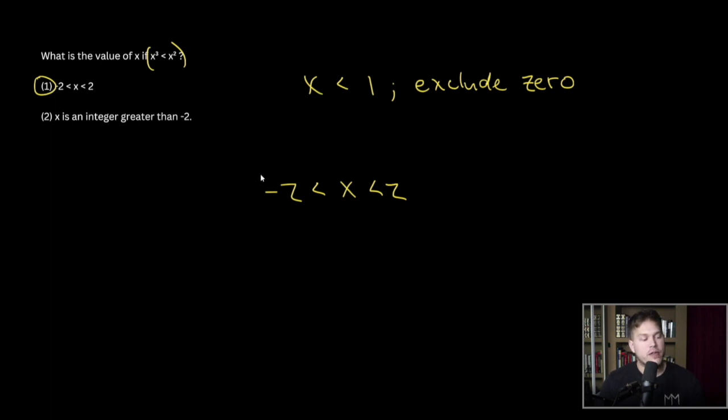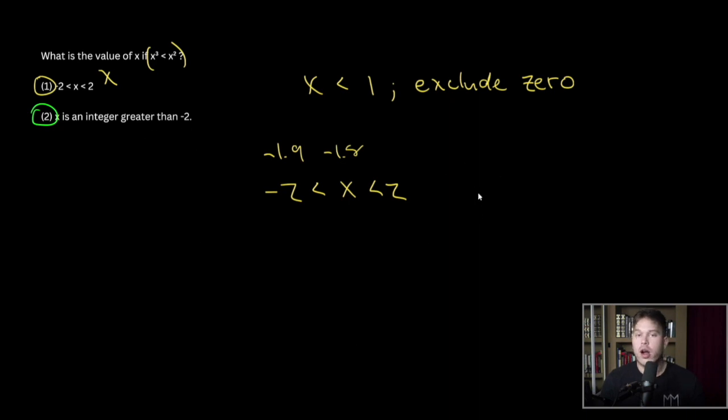But this first statement implies that x could be negative 1.9 or negative 1.8. We still don't know the value of x, so we don't have enough information here. Statement 1 is not sufficient. What about statement 2? Statement 2 says x is an integer greater than negative 2.